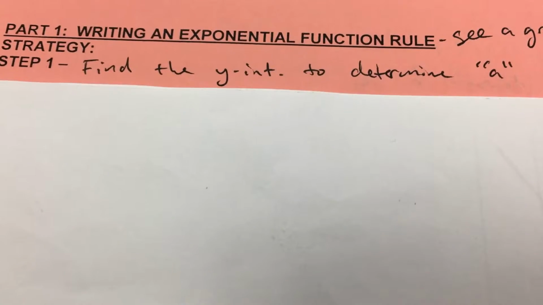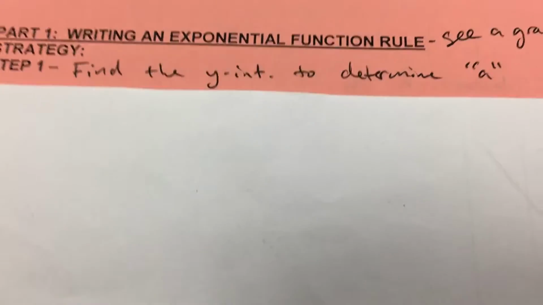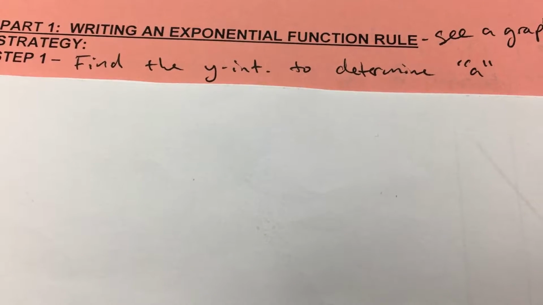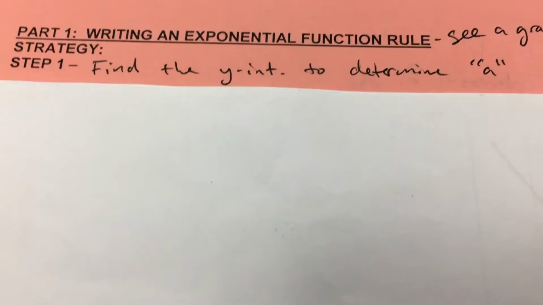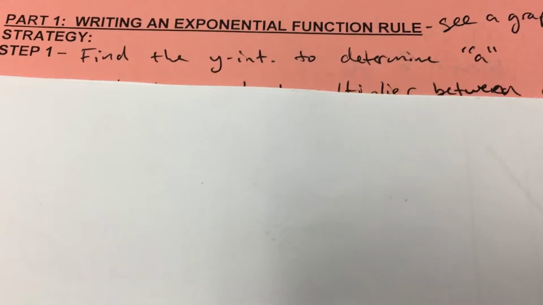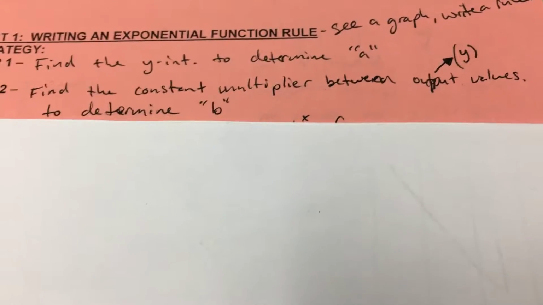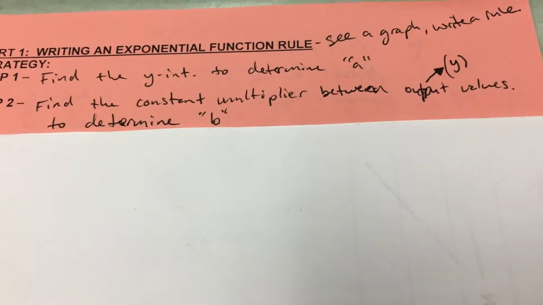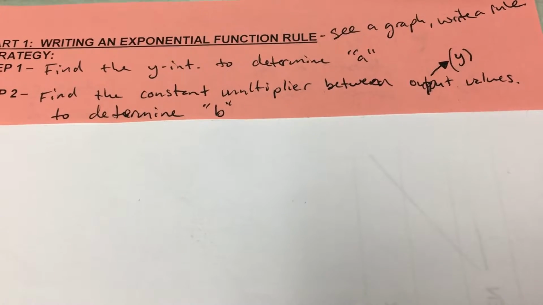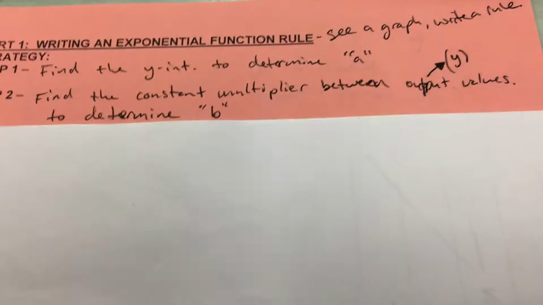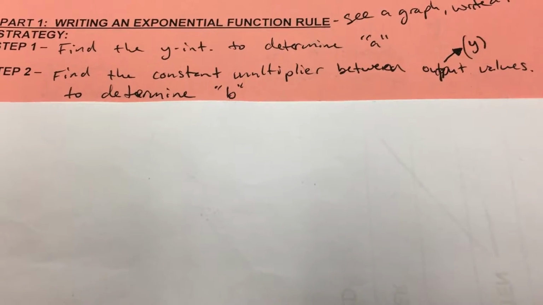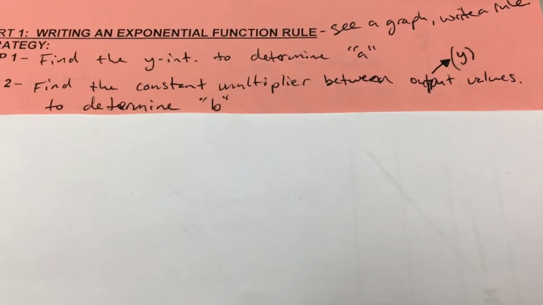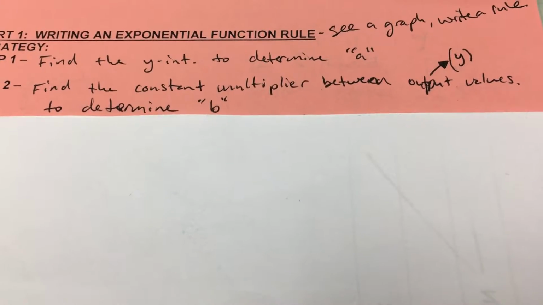It's interesting because we used to use b as the y-intercept on a linear function, but now that we're doing exponential functions, a is the y-intercept. It's kind of an interesting anecdote. Okay, step 2. What's the next thing we do? We are going to find the constant multiplier between output values. We know output is y, so we're going to be looking at the y values and trying to figure out what the constant multiplier is between them, and that is what b is. If you don't know what it means to find the constant multiplier, we're going to do a couple of them in a little bit to actually answer that.